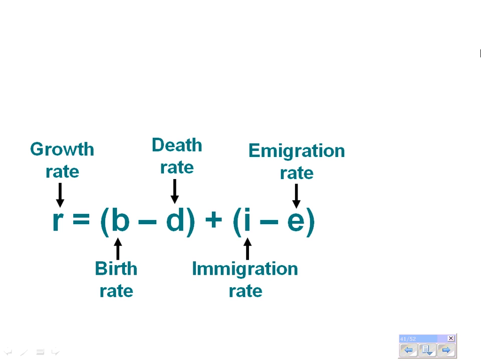But you can see your growth rate is lowercase r. We have our birth rate minus our death rate plus the immigration minus the emigration. So immigration, the number of people coming into an area or into a country or into a city, and the emigration, the number of people that are leaving.